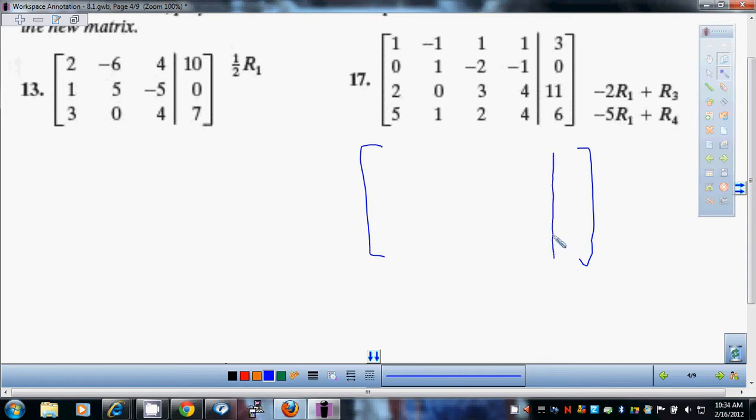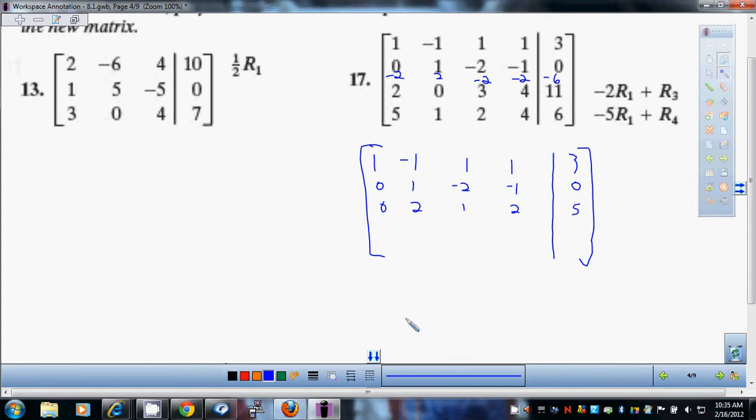All right. So row 1 and 2, I'm going to rewrite just as they are: 1, -1, 1, 1, 3. 0, 1, -2, -1, 0. Now, to change row 3, I multiplied the top row by -2 and added it. So I'll write it right above it. Multiplying the top row by -2 gives you -2, +2, -2, -2, -6. Adding that to row 3, you get 0, 2, 1, 2, 5.